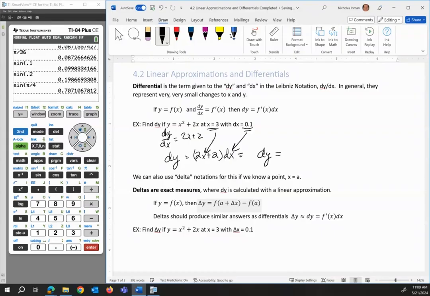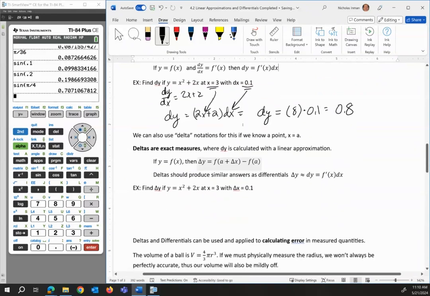Well, our y value should change dy. 2 times 3, that's 6, plus 2, that's 8, times 0.1. So our y value should change by about 0.8. A 0.1 change to our x is going to make about a 0.8 change to our y. Now these are approximate. They're like the linear approximations that we just dealt with. We used a derivative, so we have this approximation. So a 0.1 change to our x produces a 0.8 change to our y when x is 3. That's called a differential.